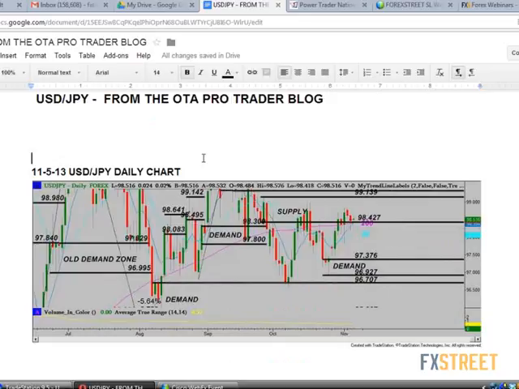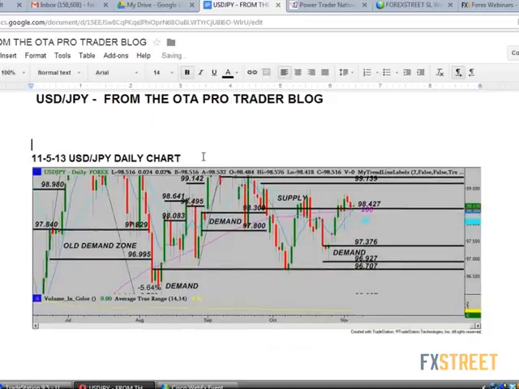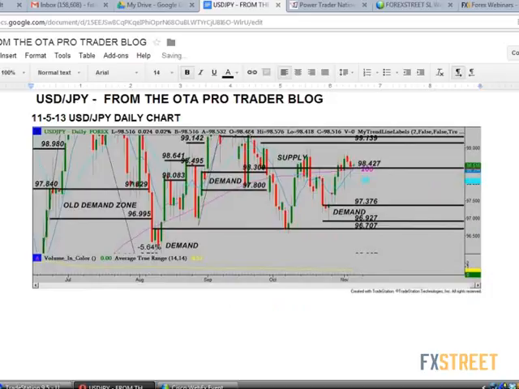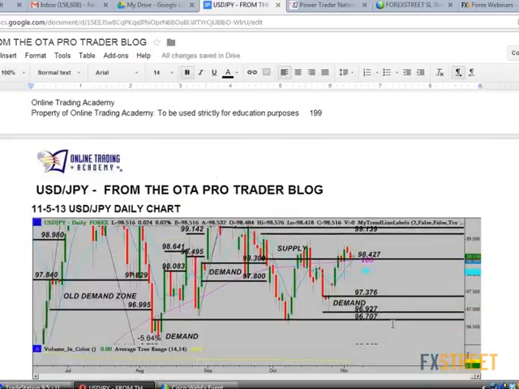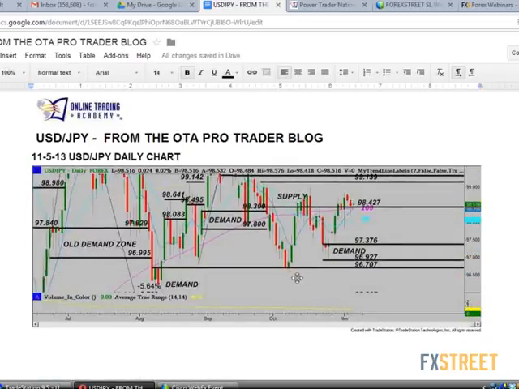On this daily chart on 11/5 of the dollar yen, you're going to notice that a new demand level had formed just above the level that we had identified at 96.70. There was now a level at 97.37. And price was still struggling, trying to get through the 98.42 supply level. All right. And that supply level had held the market back from the middle of October now, almost to the middle of November.